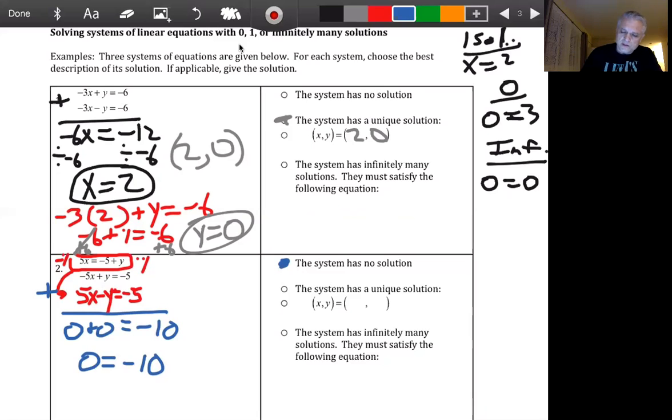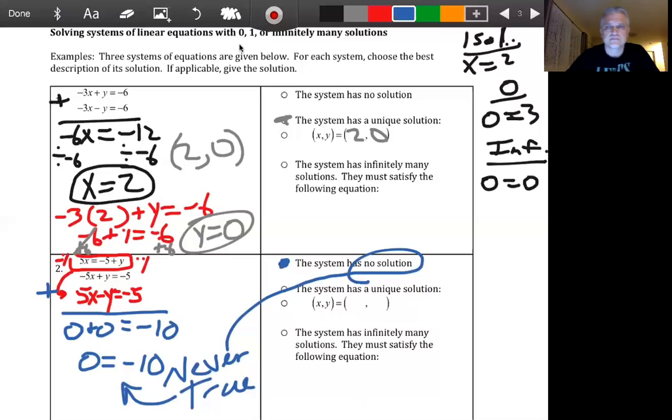Okay? There was no unique solution because you didn't get something that looked like x equals or y equals. And there weren't infinitely many solutions because you didn't get something that said 2 equals 2 or 5 equals 5, something that's always true no matter what. This one is never true. If this is never true, then there is no solution.